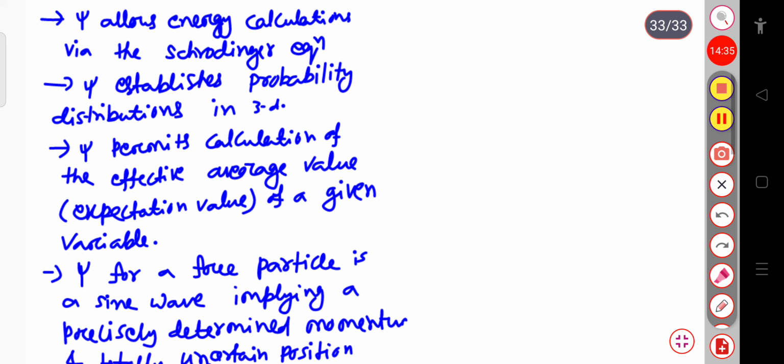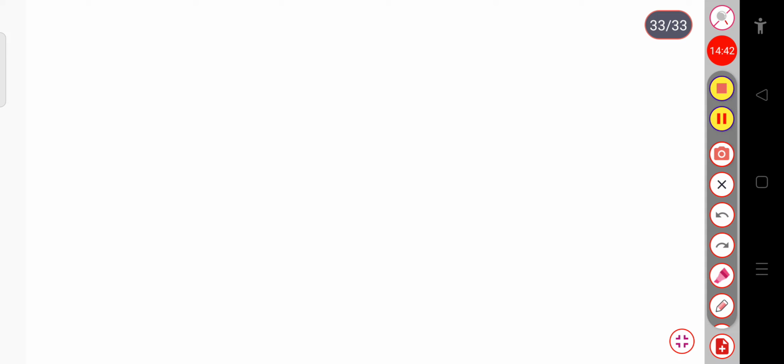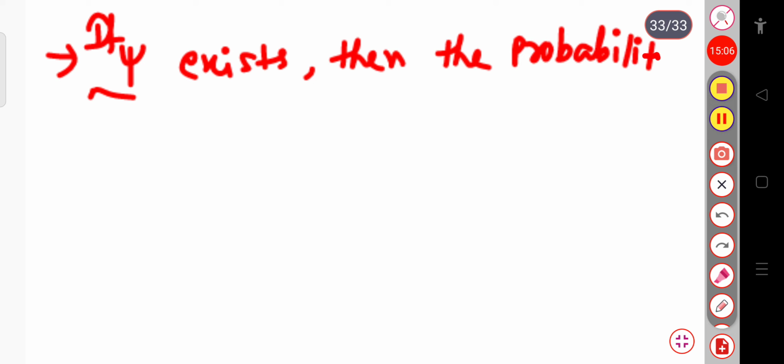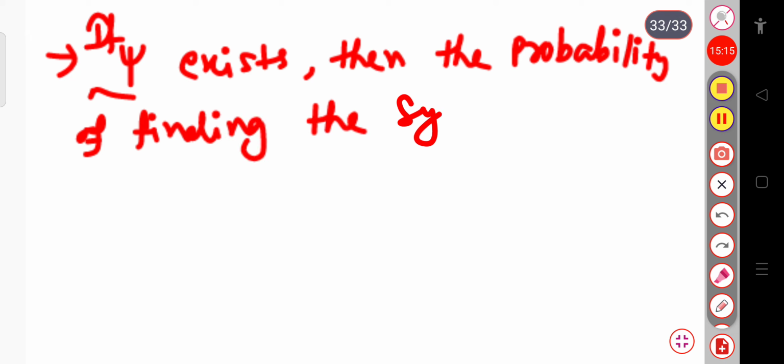So from this, what you have concluded is that, let me write what you have concluded. Since a physical system must exist somewhere, that is, we can say that if psi exists somewhere, then the probability of finding the system must be 1. Or we can say the probability of finding the particle must be 1.